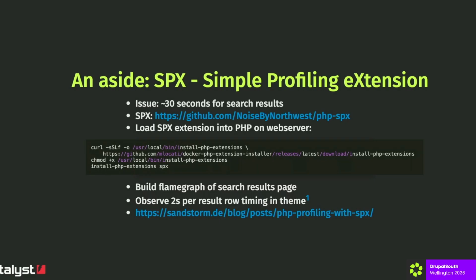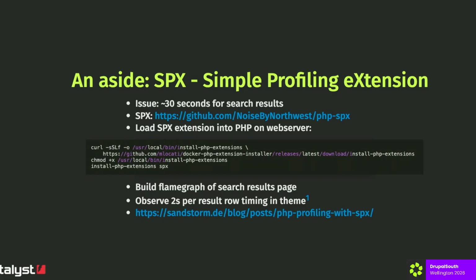So to try to get some handle on where in the system that slowness was coming from, we could fire up SPX, and there's a few notes there about how to load it in. It's a PHP extension, so it hooks into PHP, so you can spin that up in Docker. You can then go to the admin page, and I'll show you a quick animation of that.